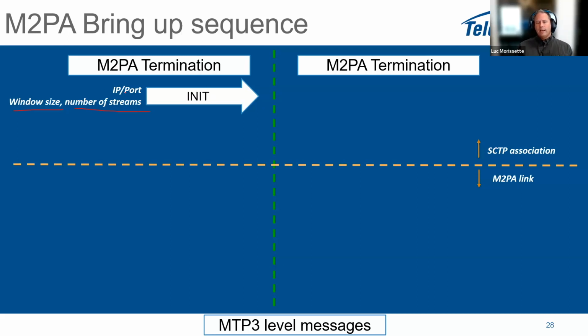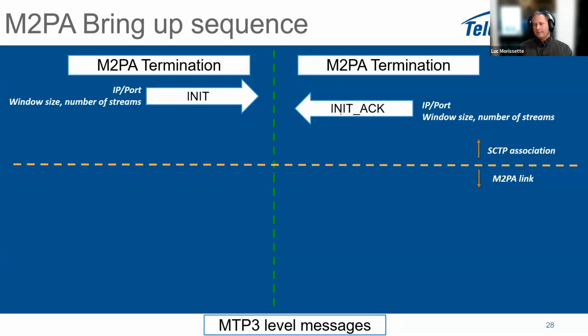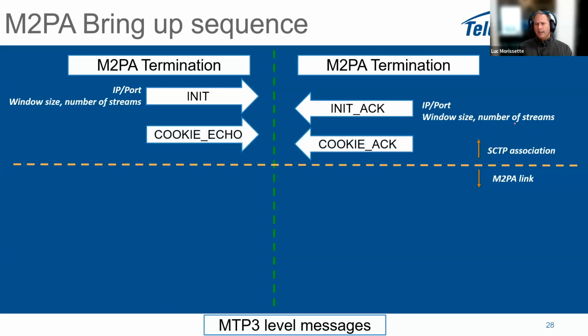And we have the IP and port. So you have your local IP, local port, and the remote IP and remote port. So here you can verify if the init that you send is being sent on the correct endpoint. The other side, if it has accepted and if it's configured correctly, it will accept the connection with the init ACK. Could be different window size or number of streams, but they will agree on which one they will use. And then you have a cookie echo, cookie ACK, just a confirmation of the connection.